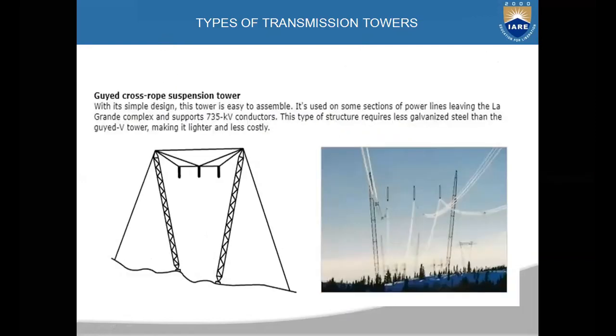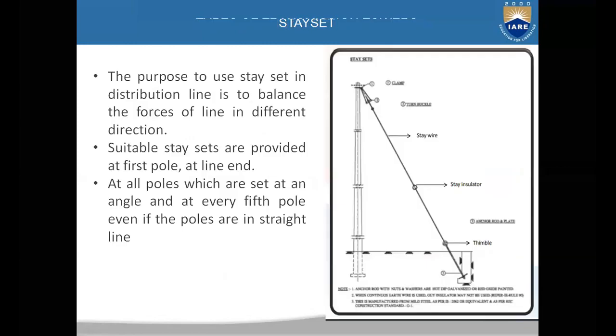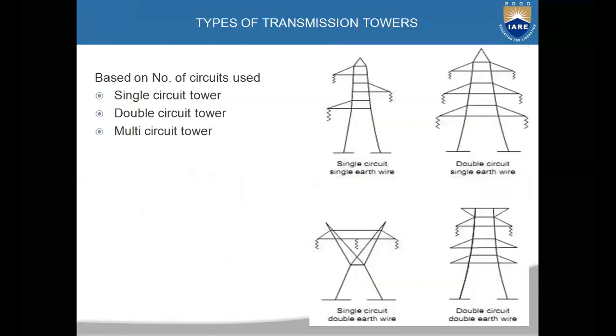Now another type of tower is this gate cross rope suspension tower, right? This will be used for a voltage of about 735 kilovolts. This type of structure requires less galvanized steel than the previous tower, which is the V type tower, so it is lighter and less costly. You will not get these in exams. You just see what the different types of towers are here. This is one type, this is another type.